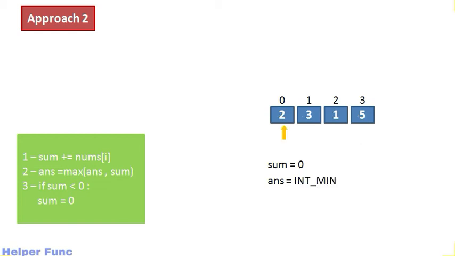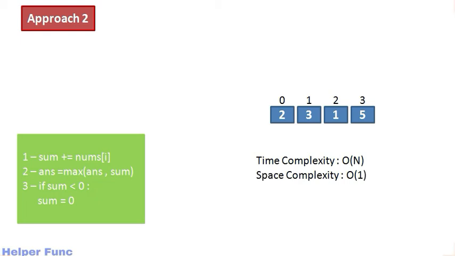Let's take another example where every array element is positive. So in the first step, sum will become 2 and answer will also become 2. In the next step, both sum and answer will be updated to 5. In the next step, they will become 6. And finally, they will become 11. So if every element in the array is positive, the answer would be the sum of all the elements. Thus, we were able to solve this problem in order of n complexity because we are using a single traversal, and the space complexity here is order of 1 as we are using no extra space.